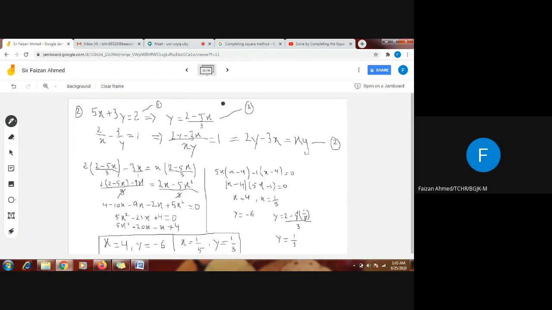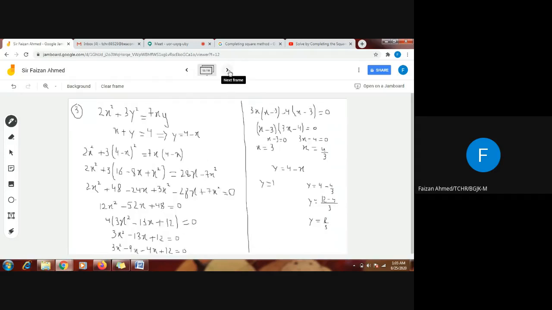So again, the method is quite simple. It is only the working which is the complication in these types of questions. We have another question, question number 3. Again, we have a non-linear equation and a linear equation. We choose the linear equation, choose y as our subject, y will be equal to 4 minus x, and then I have to put the value of y.